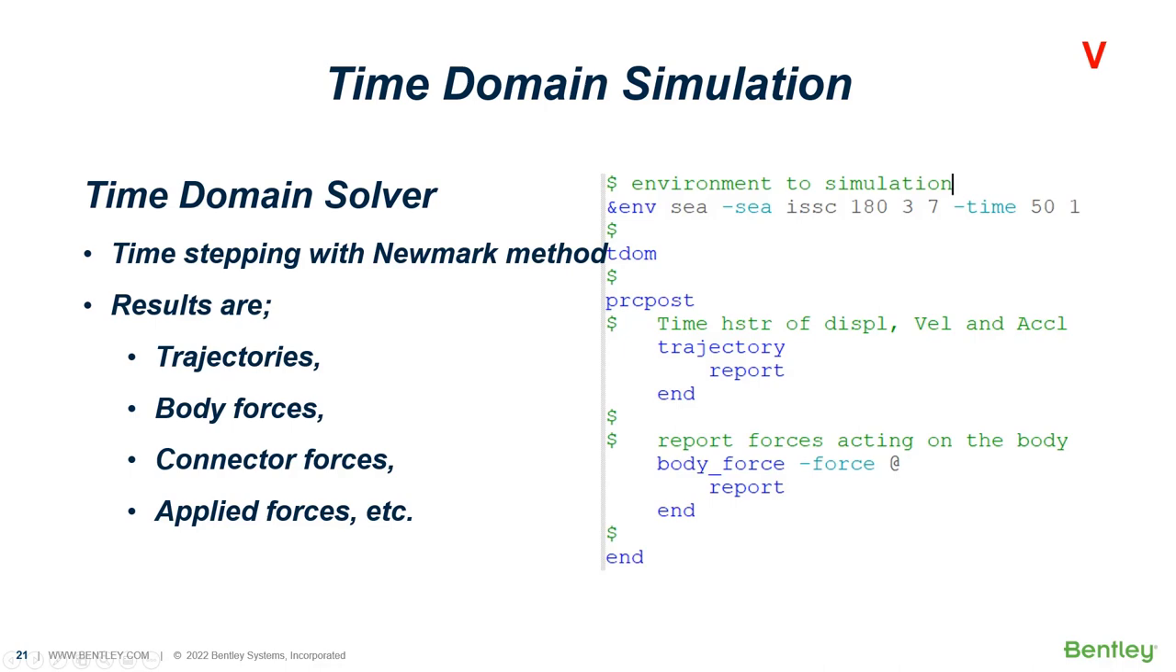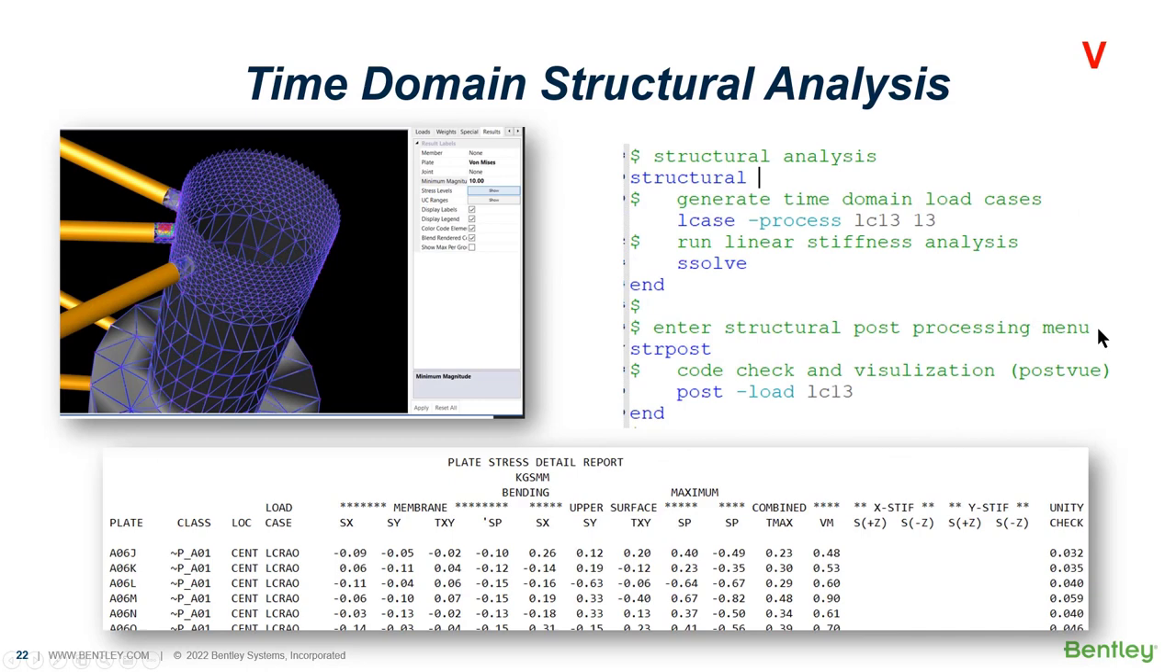For structure-wise, we can also generate the applied load cases at each time step we want with this LKS minus process command. LC13 is just the name of the load case we want to give. And then 13 is a time step. So with this line, we ask MOSES to generate the applied load case at time step 13, 13 seconds. Then run the structural analysis with this S-solve command and get the structure code checked with this post command. For more information again about the options to generate applied load cases from simulation, please refer to the video here.